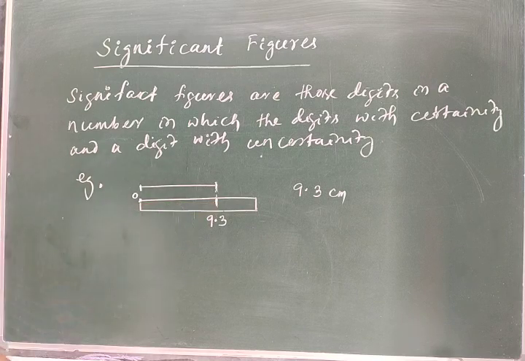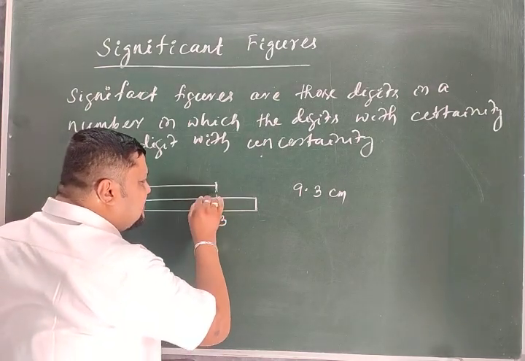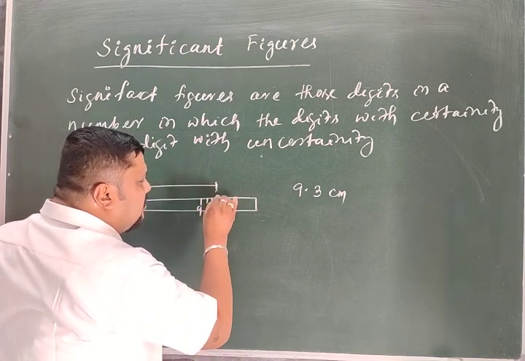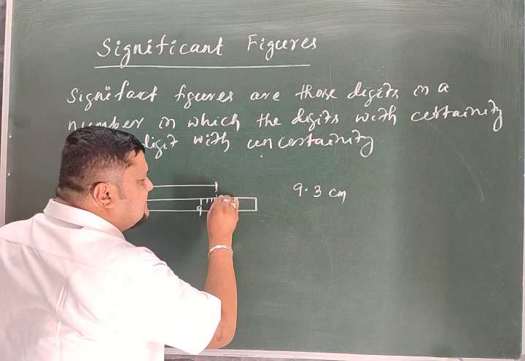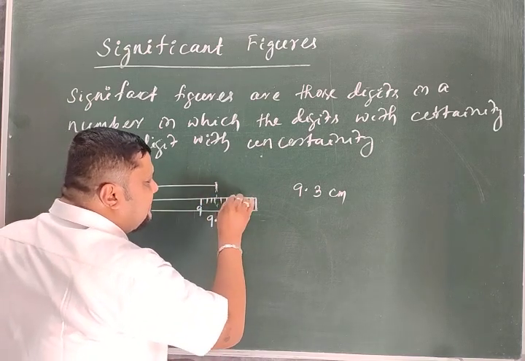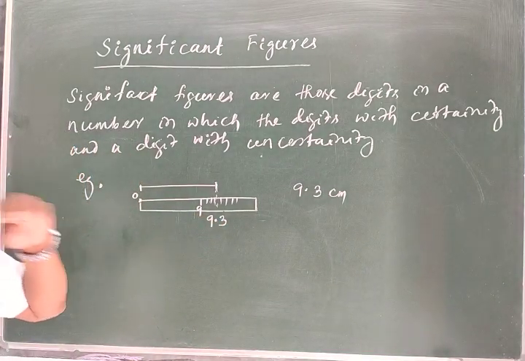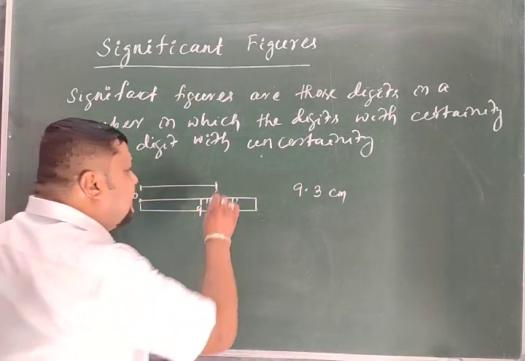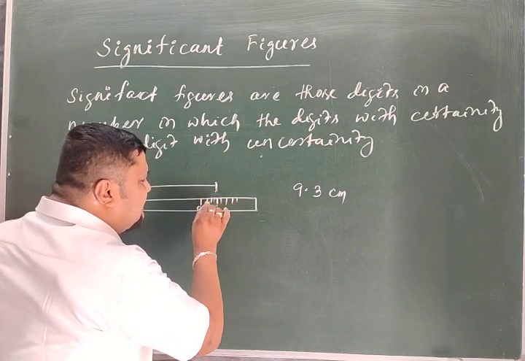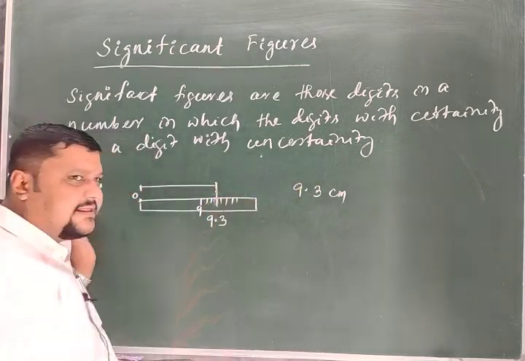But this is clear. It means what? Suppose here is your 9, this is 9.1, 9.2, this is 9.3, this is 9.4, like that, 9.5, 9.6, like that. These are the divisions. But in this measurement, now you see clearly that if the end coincides at 9.3, at this length, you can say 9.3.